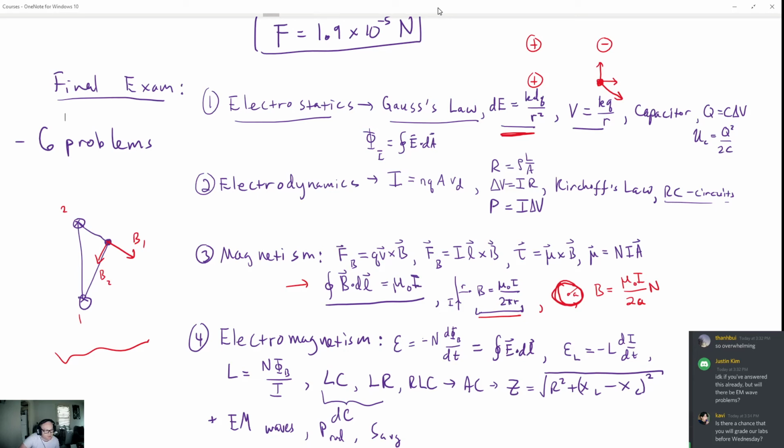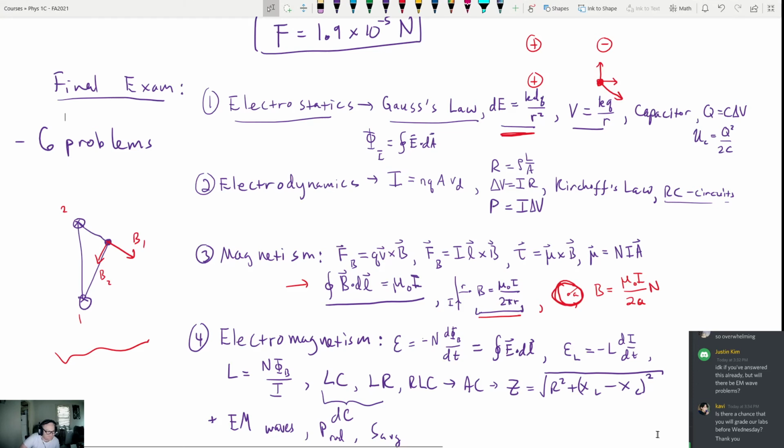Is there a chance that I will grade your labs before Wednesday? I don't want to lie to you and tell you yes. I will try, but I'm not going to promise anything. Why does it matter? Does it matter if you get the labs back before Wednesday? Is it because you want to know what your total grade is going to be before Wednesday?